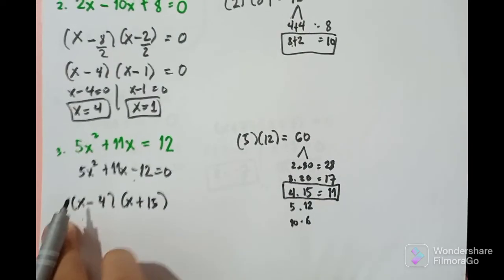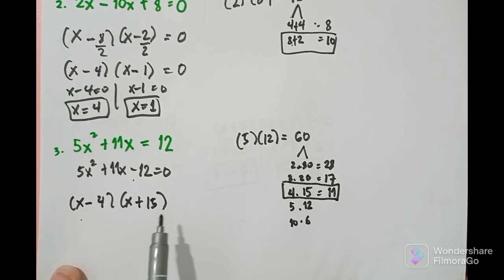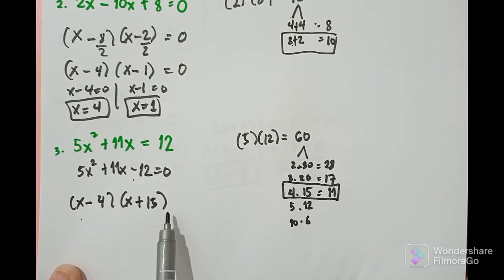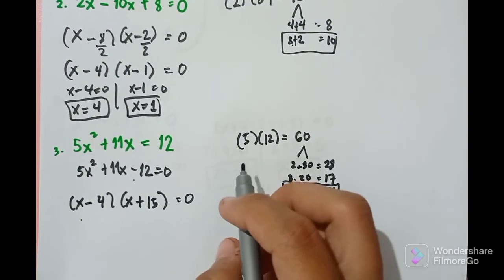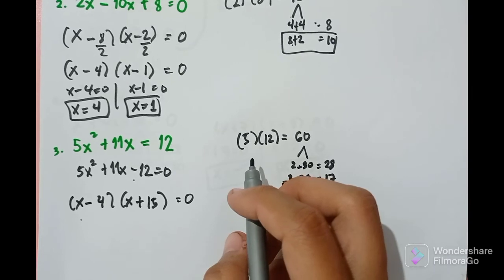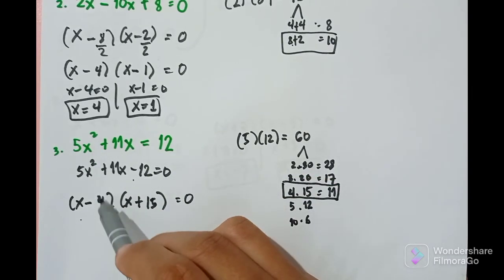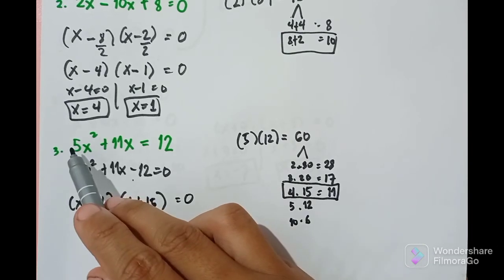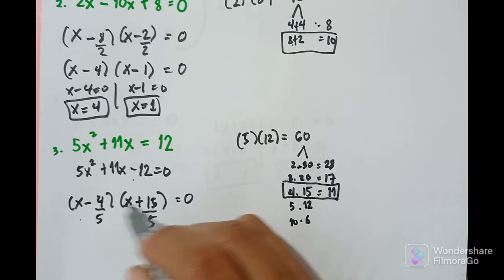Ma'am, pwede po ba magkabaliktad? Dito si 15, dito si 4. Yes, pero dapat x plus 15 dito, x minus 4 dito. Kasi meron tayong commutative property of multiplication. So, again, this is equal to 0. So, question is, tapos na ba? So, again, hindi pa. So, ang gagawin natin, i-divide natin ito by the numerical coefficient of a. So, divided by 5, divided by 5.